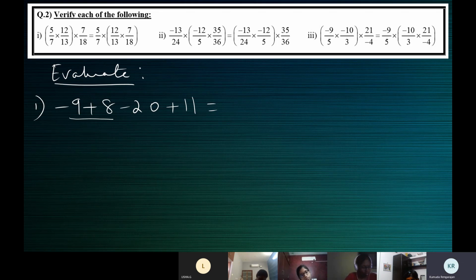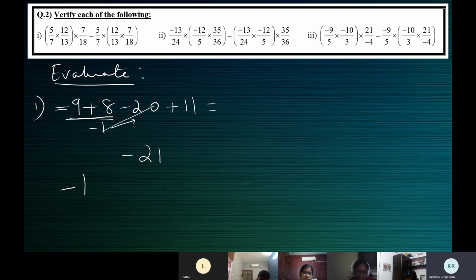So now, -9, again, here we don't know. See here, -9 plus 8 does not mean you should add. They have different signs. -9 plus 8, different signs. So subtract 1 and put the sign of the greater number, -1. So this will give you -1. Now -1 and -20, same signs. So add and put the same sign.